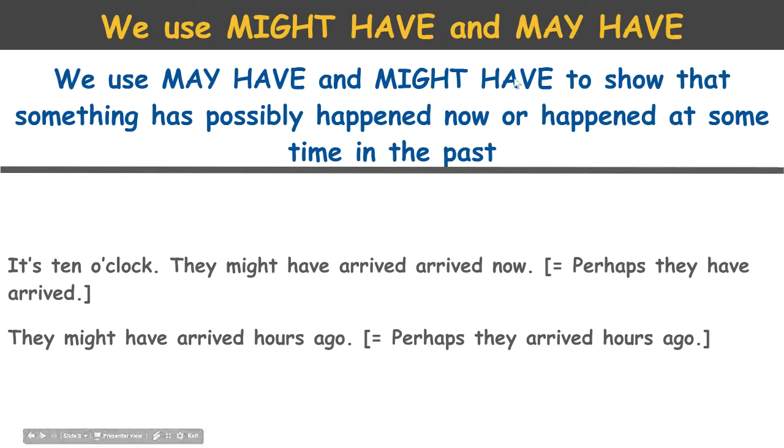So, might have and may have you can use when something has just happened. For example, they might have arrived now or already, or they might have arrived hours ago, or maybe a month ago, a few hours ago, a few days ago. So, like I said, it's up to you. I would say try sticking to might have, try avoiding may have, but like I said, people are not paying too much attention now, especially in American English. They tend to go with might or may, whatever suits them.